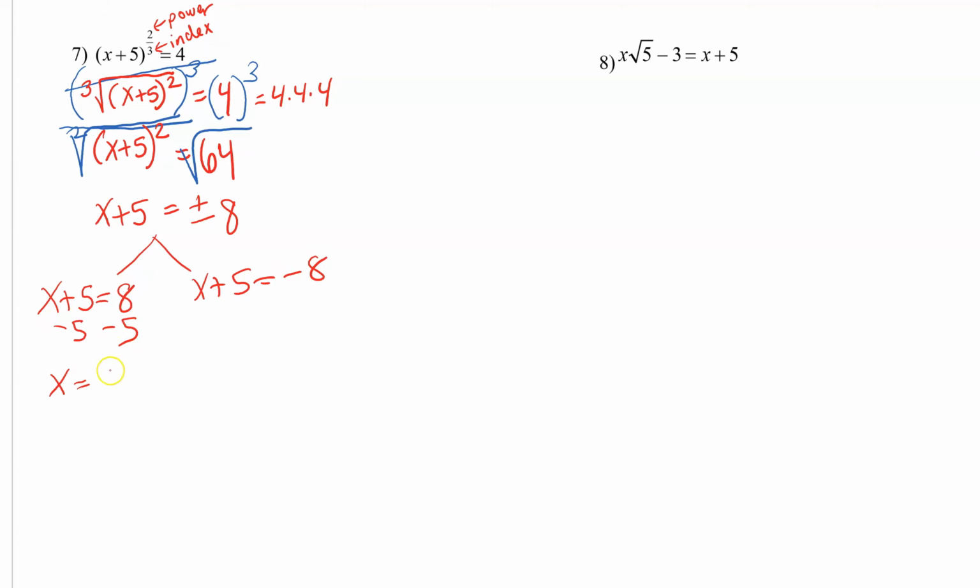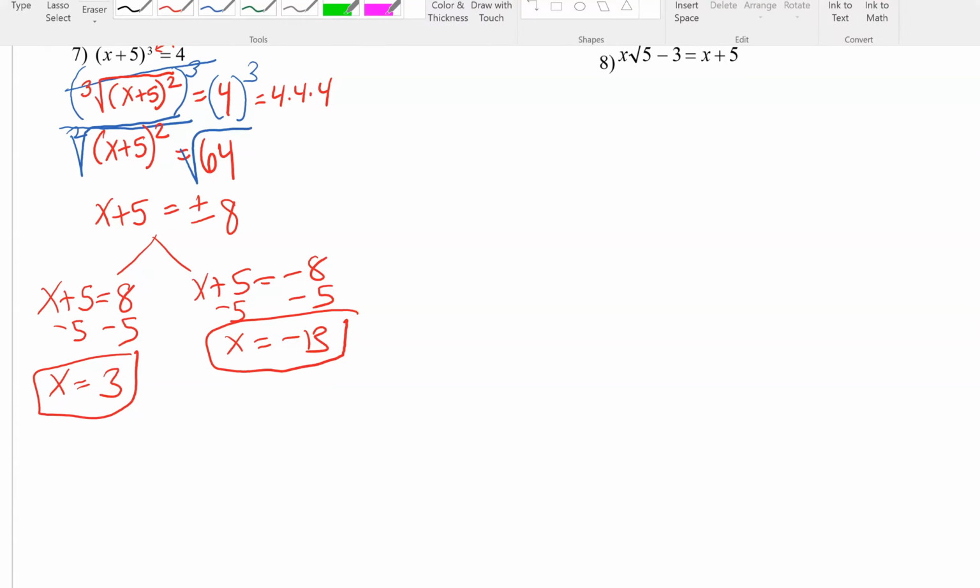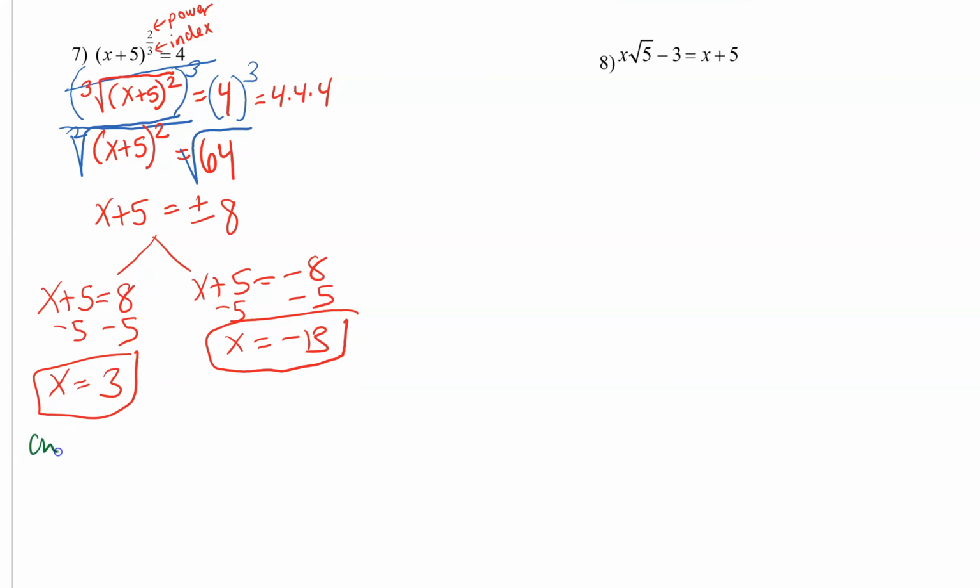Okay, so here I get x + 5 is 8, so x is 3. That's one possible answer. And then here I subtract 5 from both sides and I get negative 8 minus 5. So you actually add them together, would be negative 13. So two possible answers. Let's check to see which ones work. So I'll check the 3 first.